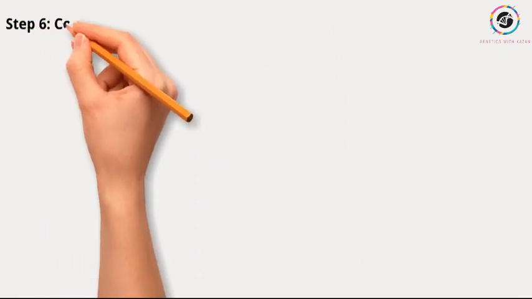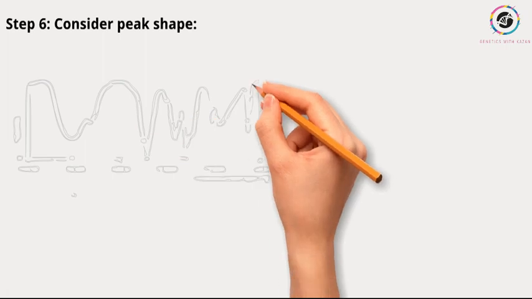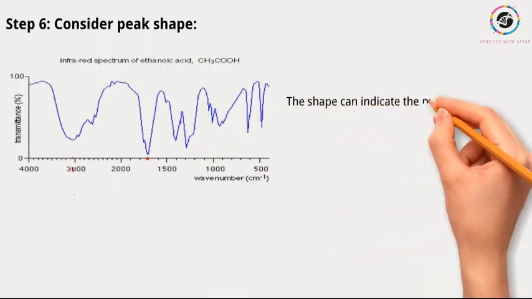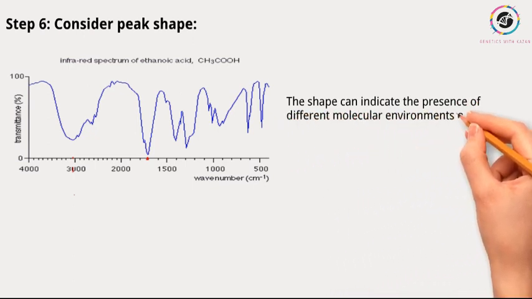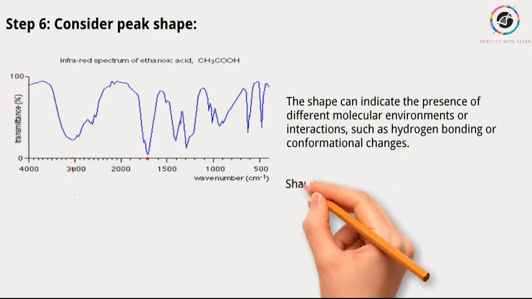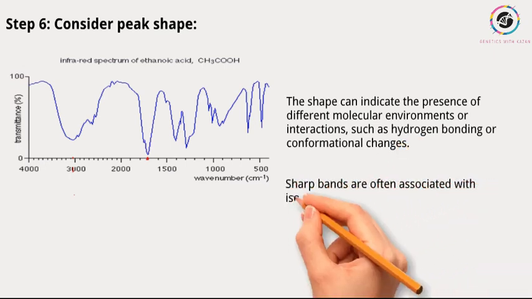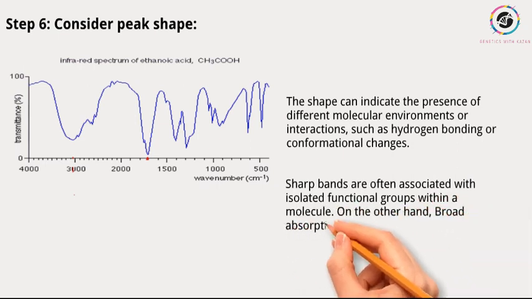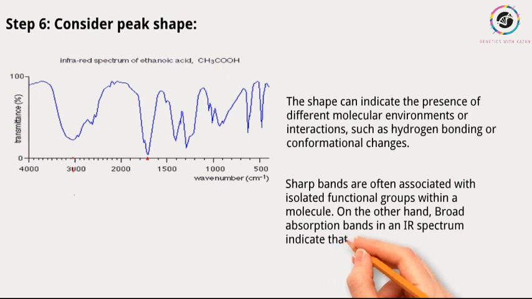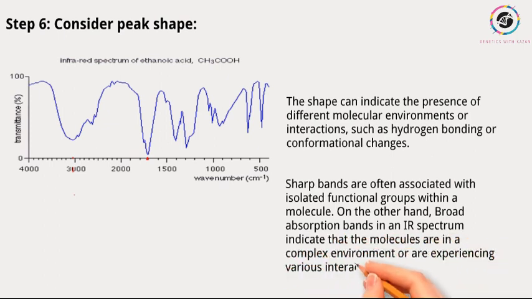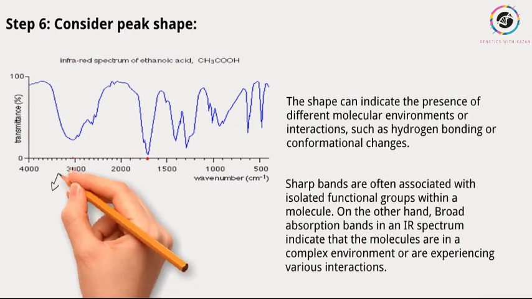Step 6. Consider peak shape. Bands can be sharp, broad, or exhibit additional fine structure. The shape can indicate the presence of different molecular environments or interactions, such as hydrogen bonding or conformational changes. Sharp bands are often associated with isolated functional groups within a molecule. On the other hand, broad absorption bands in an IR spectrum indicate that the molecules are in a complex environment or are experiencing various interactions. Also, this can be an additional characteristic to identify the functional groups.